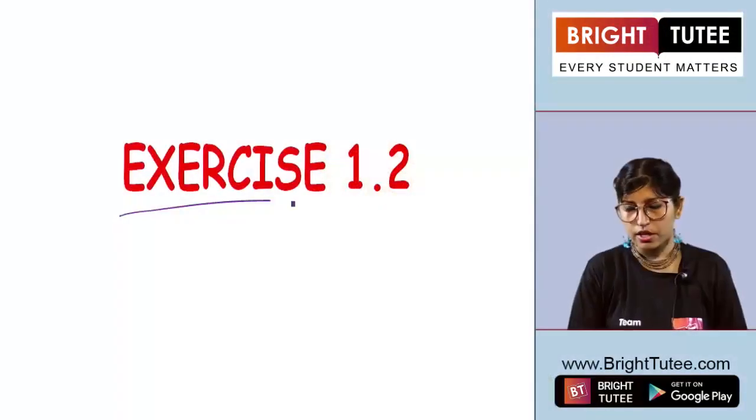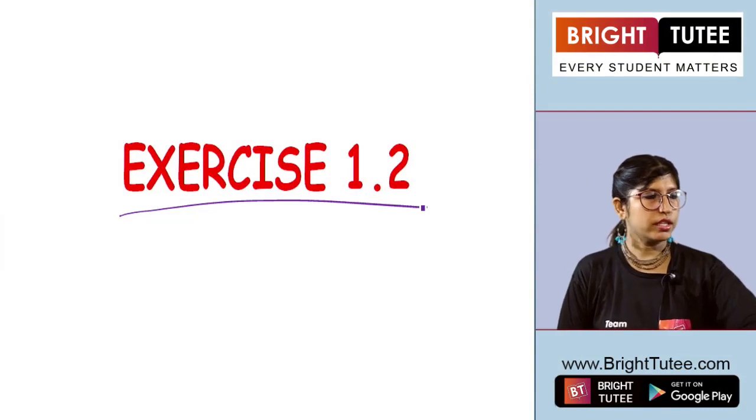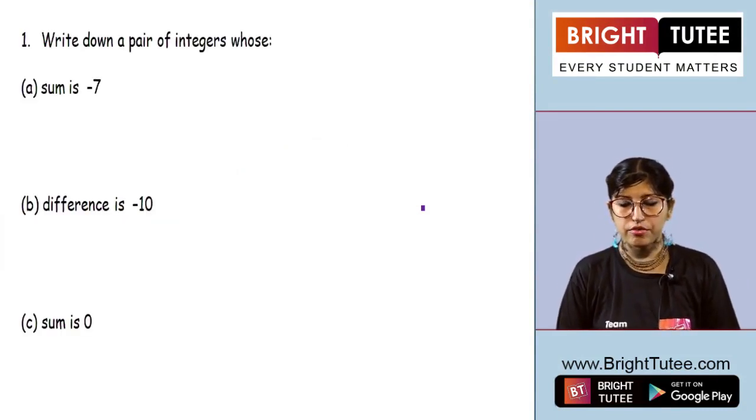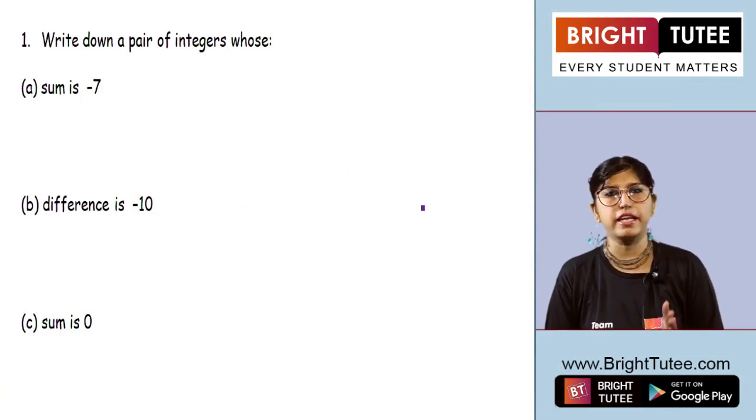Hello friends, in earlier videos we completed exercise 1.1 and we did properties of addition and subtraction of integers, and we've completed a few examples as well after discussing the concept of the properties which we have for integers as addition and subtraction. Now we move on to the exercise, which is our second exercise, exercise 1.2. So let's start with the very first question. Write down a pair of integers whose sum is -7.